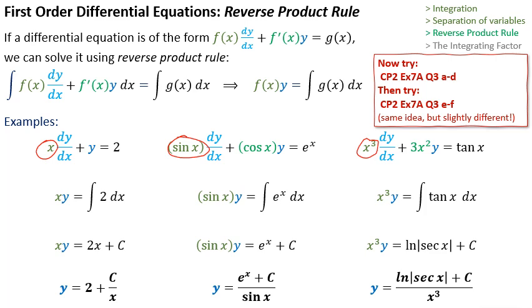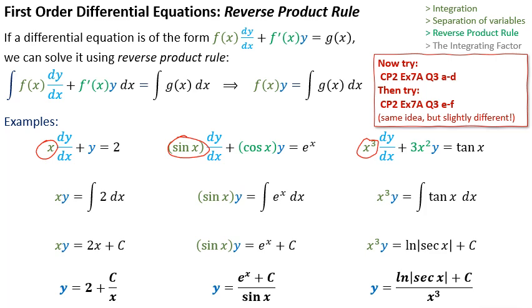Now you should be able to have a go at question 3 from exercise 7a. The first 4 parts of this question are pretty much exactly the same type as these 3 examples. The equations are given in the appropriate format, and you just need to identify which bit is your f of x, and then do the integration from the right-hand side, rearrange, and you're done.